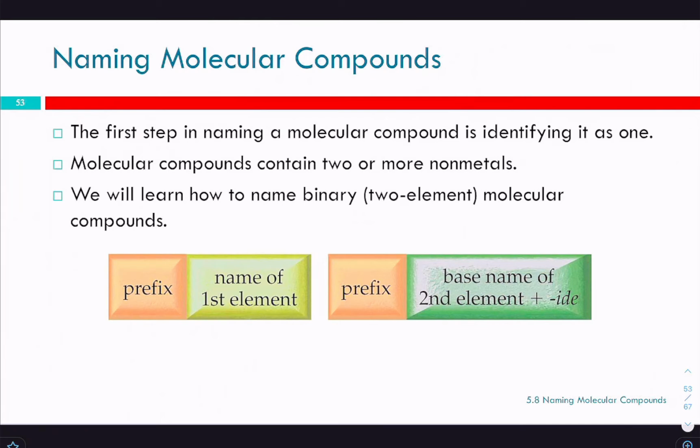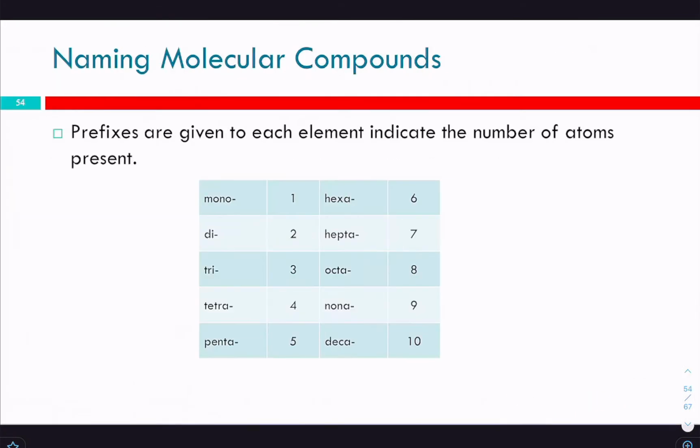And you'll have 2 or more nonmetals. So here we're just going to learn, and have already learned, how to name binary molecular compounds. It'll only ever be 2 elements, sorry. And then for each of those elements in the compound, we have to add a prefix that tells us how many of that element are in the compound. And then for that second element, we change the ending to IDE. So this is a table of the prefixes: mono, di, tri, tetra, penta, hexa, hepta, octa, nona, deca.